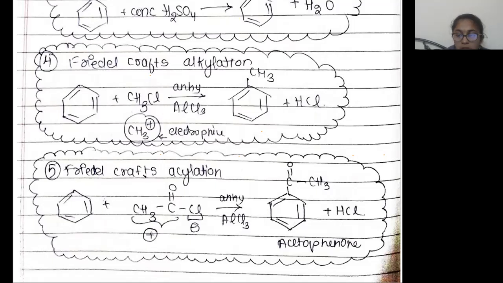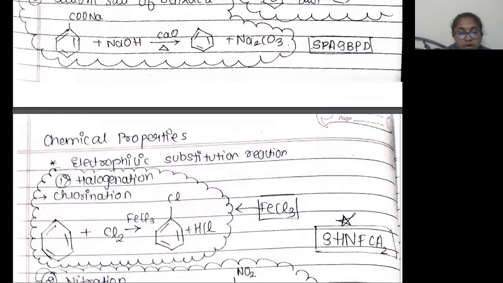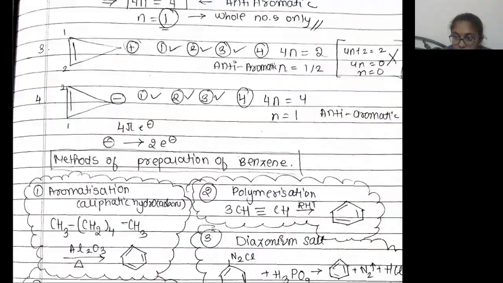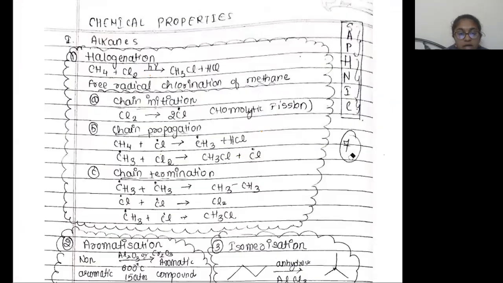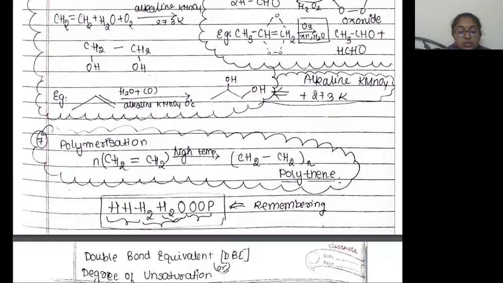Okay. So here we are done with the chapter hydrocarbons in one shot. We also discussed the chemical properties. So I'll just show you. Chemical properties of firstly alkanes, remembering it with Safnik. And the next one is chemical properties of alkenes, remembering it with HH, H2, H2O.